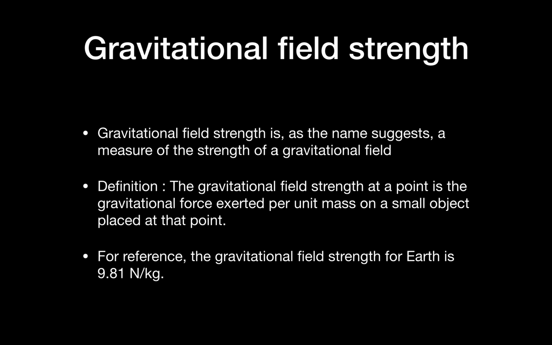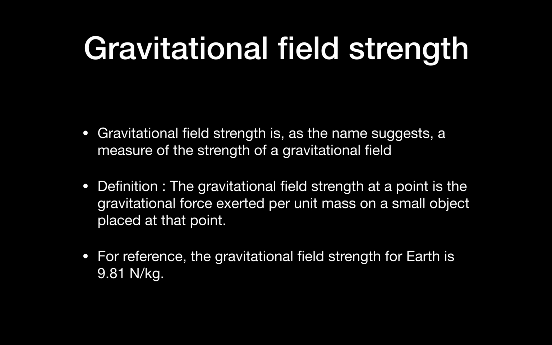We come to gravitational field strength. So, gravitational field strength, as the name suggests, is the strength of the gravitational field. By definition, gravitational field strength at a point is the gravitational force exerted per unit mass on a small object placed at that point. So, if we place an object at a random point in the gravitational field, we examine how much force it experiences and then we divide it by mass.